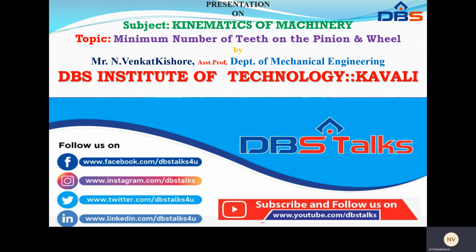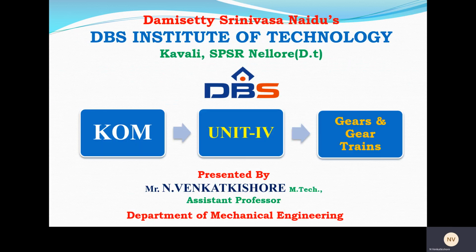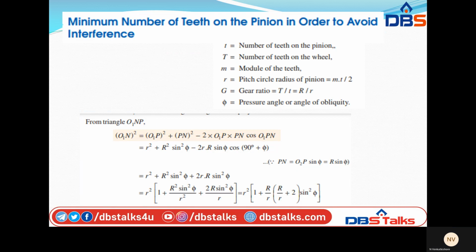Now we have entered into the end of the topic for gear trains. So now we are entering into the topic called the minimum number of teeth on the pinion in order to avoid the interference.